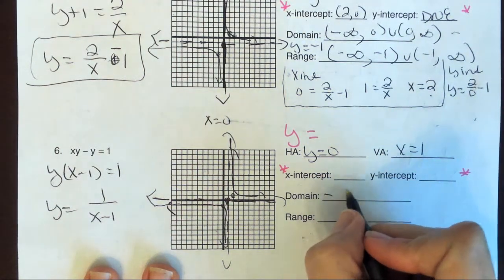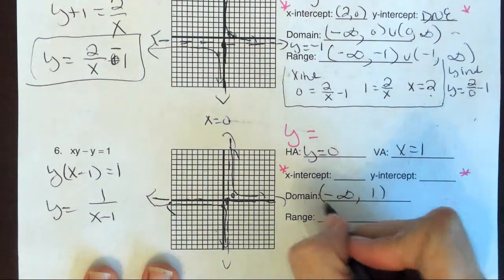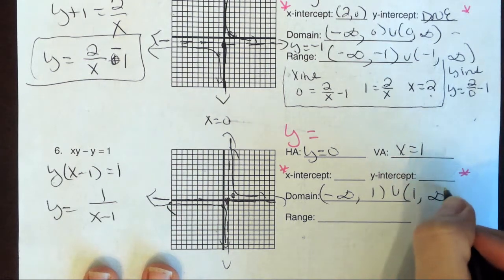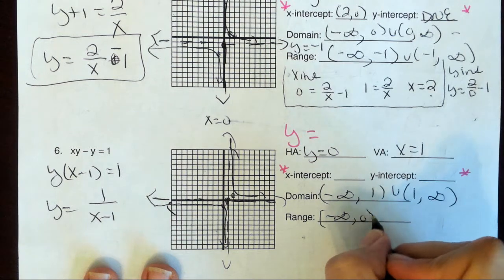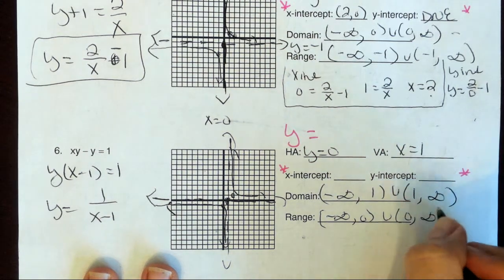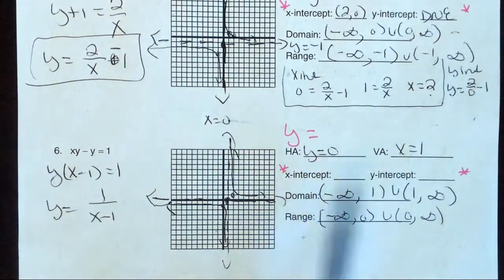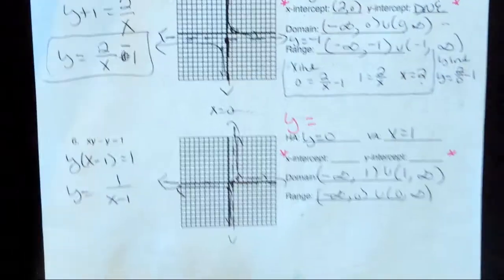So my domain is going to go from negative infinity to 1, and from 1 to positive infinity. My range is going to go from negative infinity to 0, and from 0 to infinity. And again, they wanted me to find the x and y intercepts. So we're going to do that work one more time.